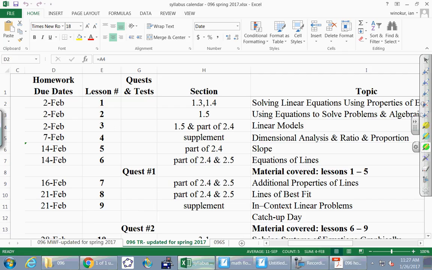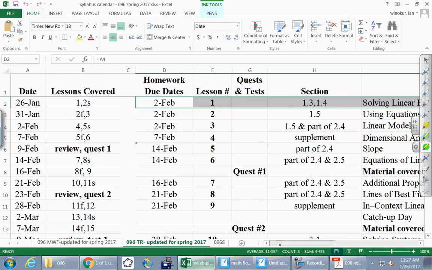Let's take a look at what I'm going to call the syllabus calendar. I think this is the last page of the syllabus. Go ahead and open it up right now. Just take a look at the very back of the syllabus, and you will find this crazy looking grid. Okay, everybody up here. So this grid is asking a lot.